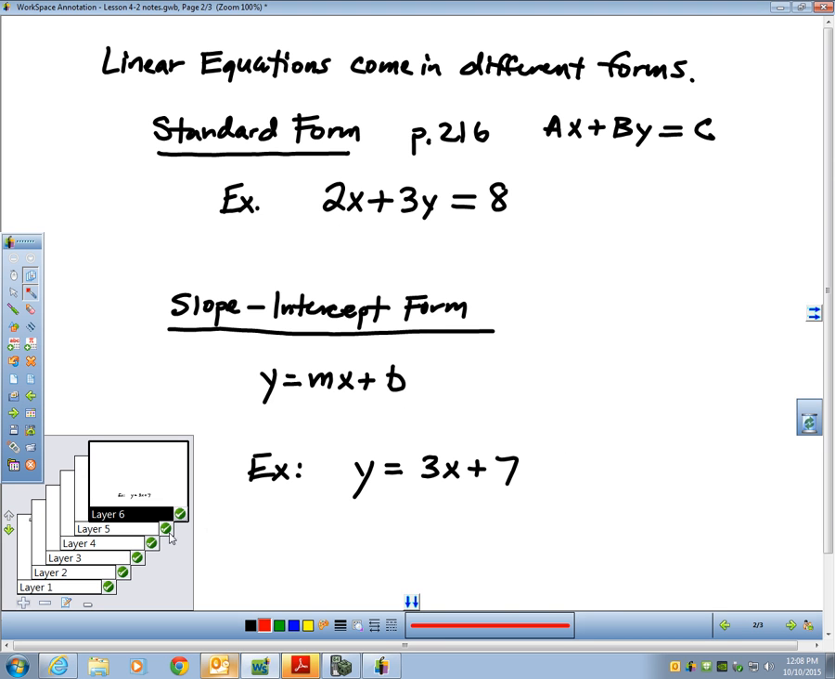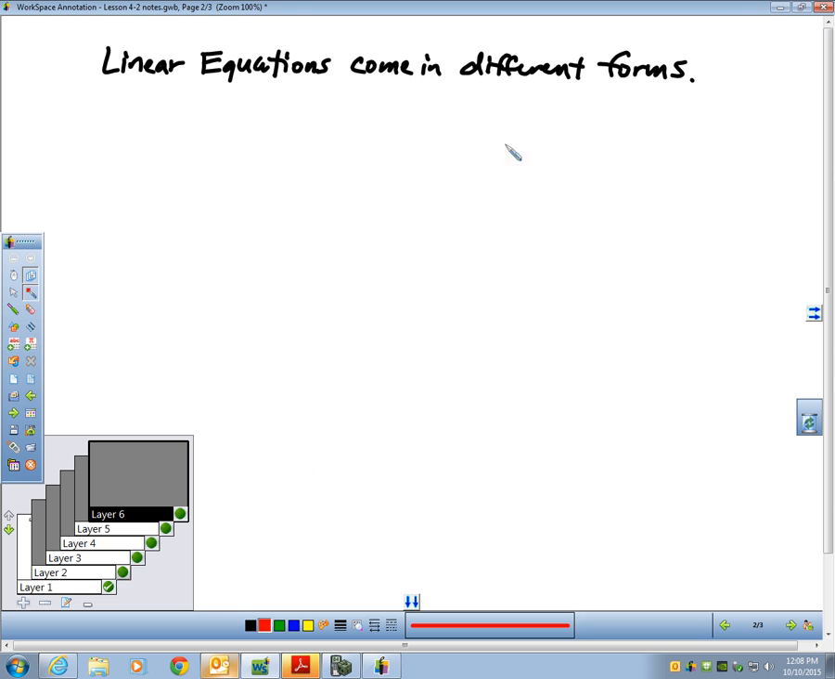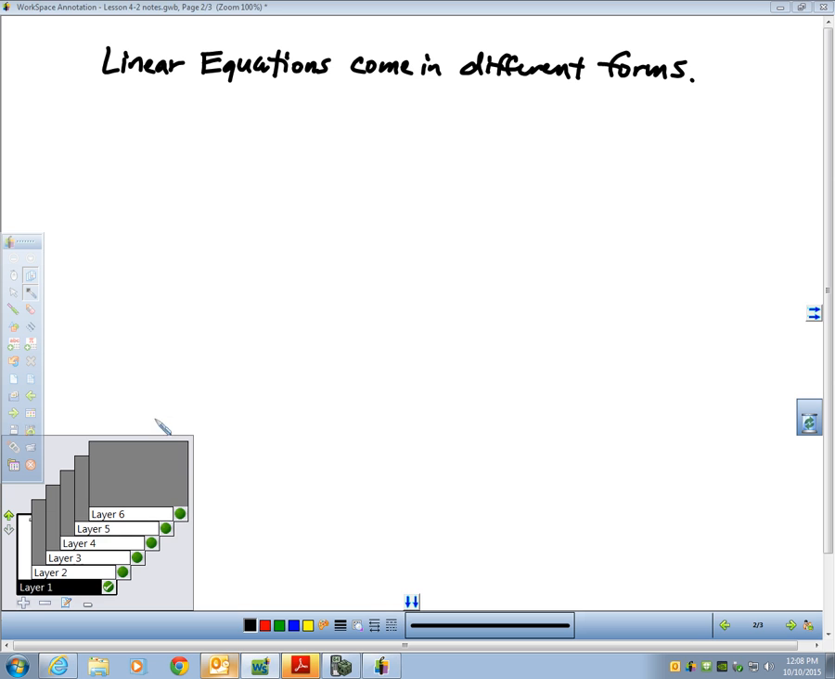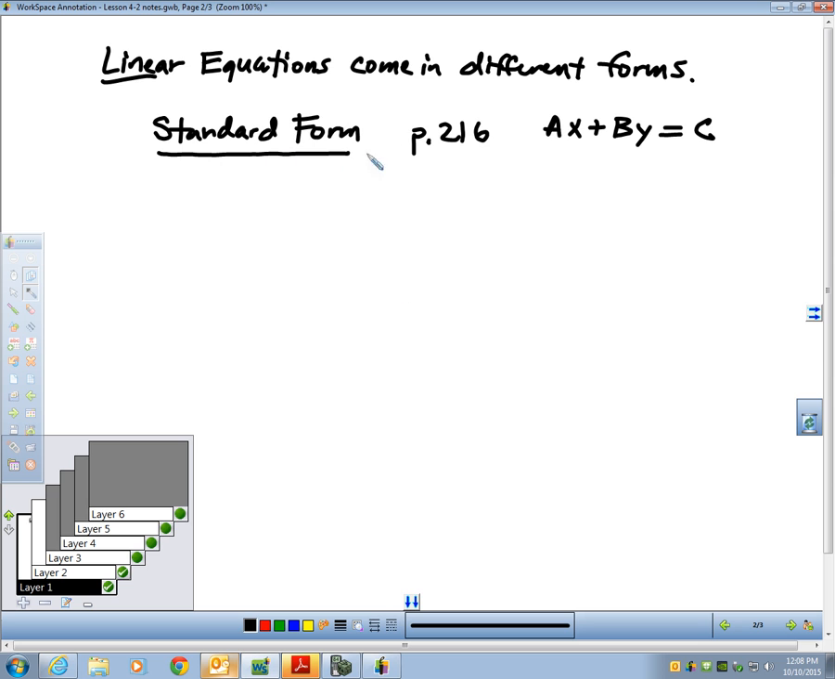Moving on. Let's start from scratch. Linear equations come in different forms. Now remember, linear means straight line. You see the word line. Linear, straight line equations come in different forms. One form is standard form. If you go to page 216, middle of the page, you will see standard form.